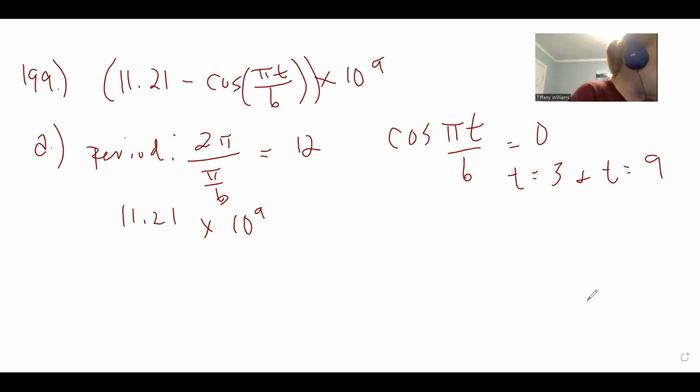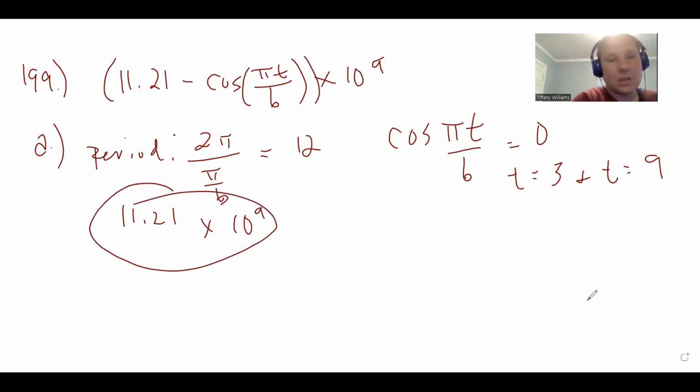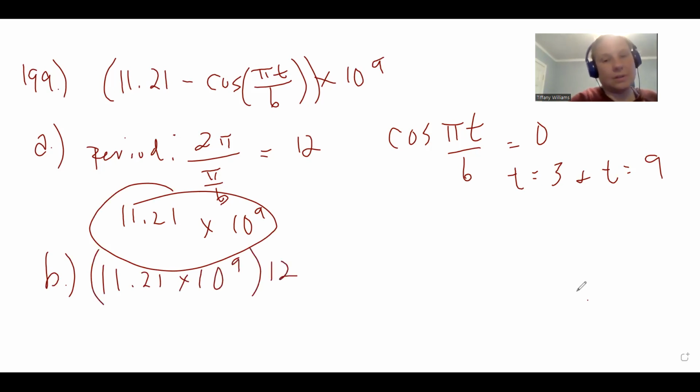So part B: what is the number of gallons of gasoline consumed in the United States in a year? If I want to figure out the number consumed in a year, basically I'm going to take this number here, which was the monthly consumption, and multiply it by 12. 11.21 times 10 to the 9th times 12.